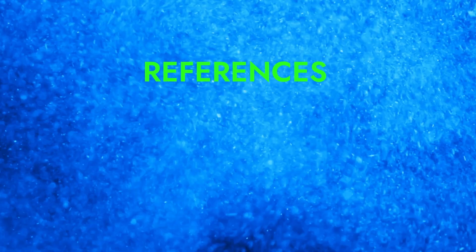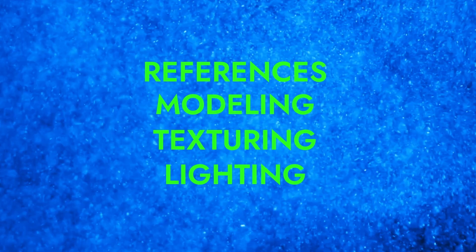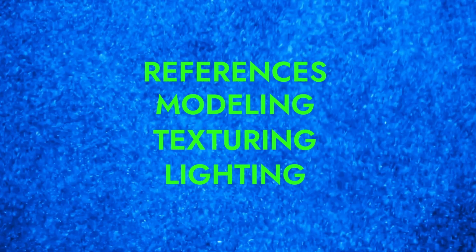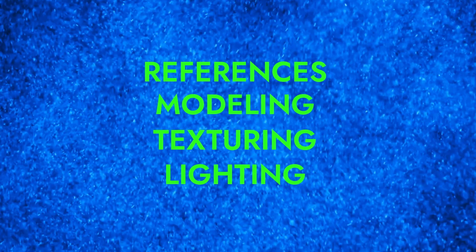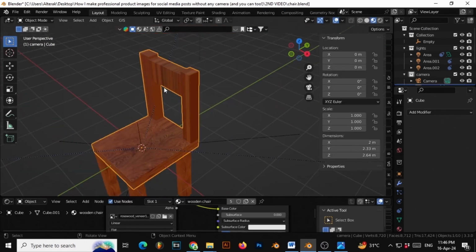It will show up in the info card right about now. But in brief, references, modeling, texturing, and lighting are a few of the most important things you have to take care about when making good 3D renders. And in this video, we'll try to use them practically to make a 3D render.